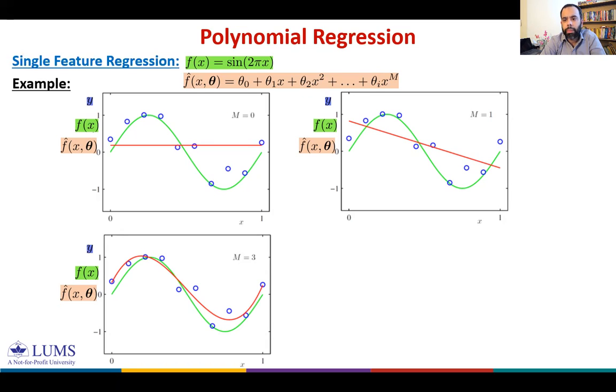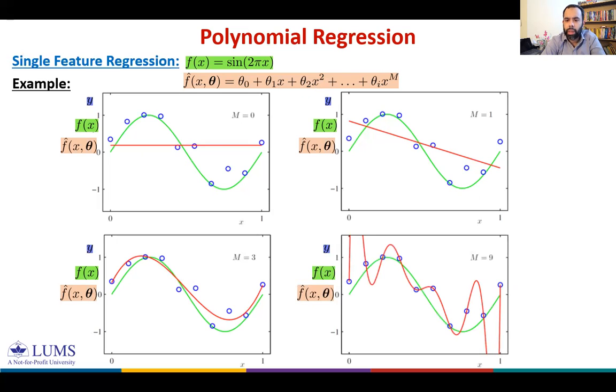If we keep on increasing m, and say you take m equal to 9, what did you expect? Did you expect this red curve to be exactly equal to the green curve, or something different? When you fit the m equal to 9 model, this is what you get. What's happening here? Why do we get this widely varying model?